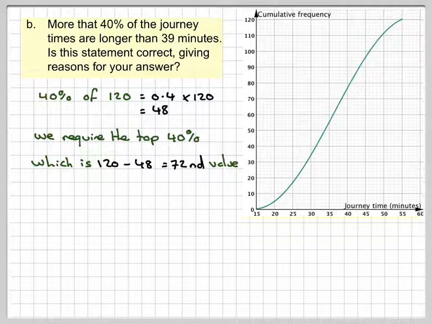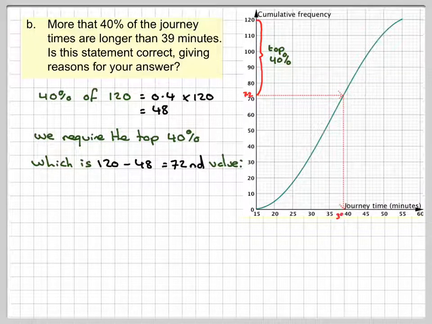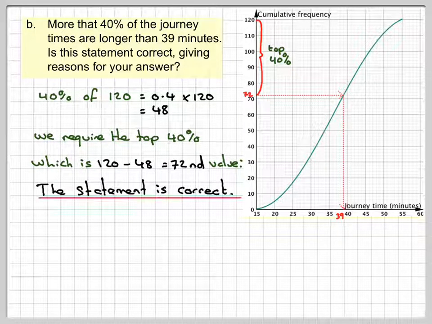You want the top more than 40%. So we need to find 72. This is where the top 40% lie, and read off, and we get an answer of 39. Therefore, the statement is correct.